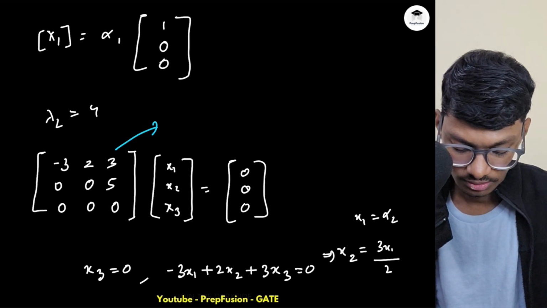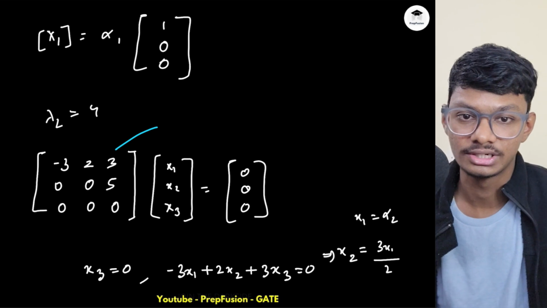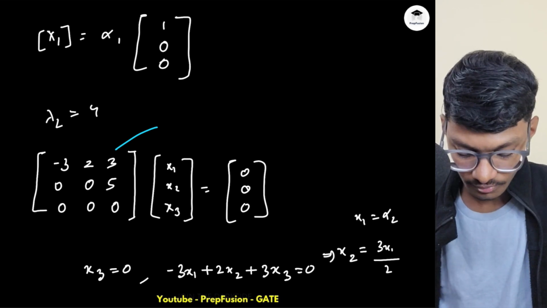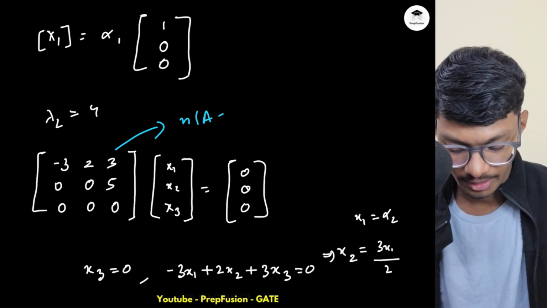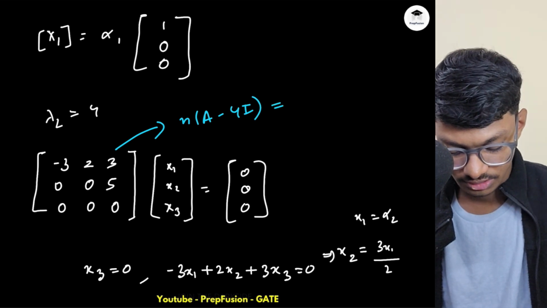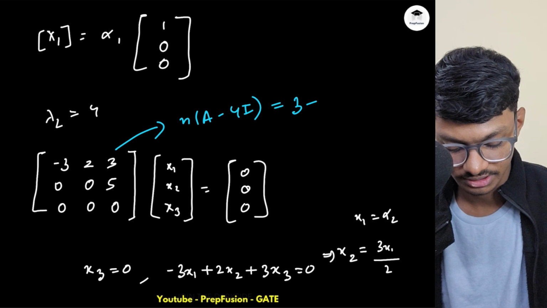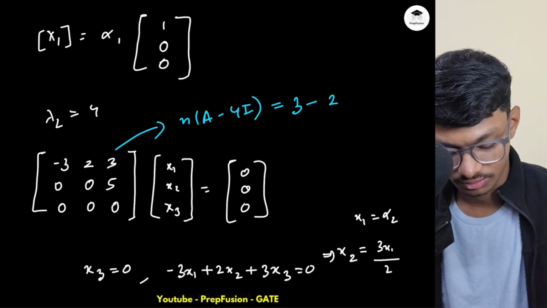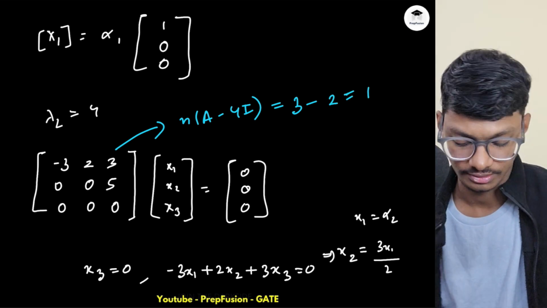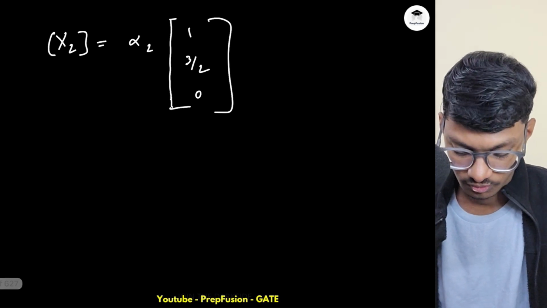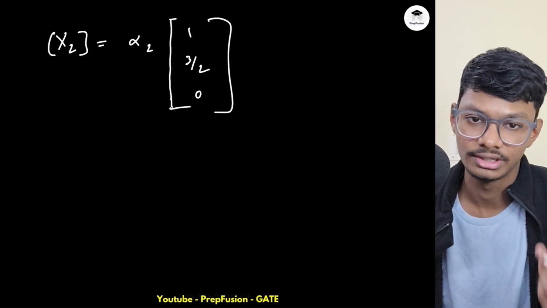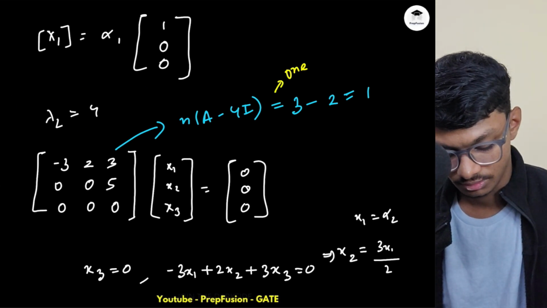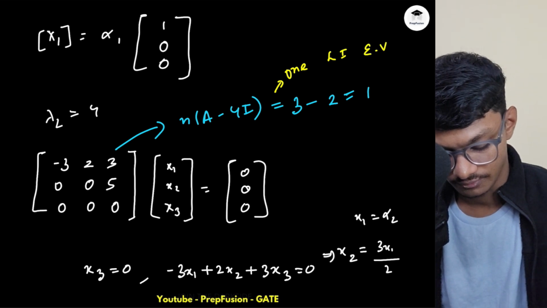So it all depends on the nullity of the A minus lambda I matrix. It doesn't depend on whether my eigenvalues are repeated, whether I will get independent eigenvectors or the same eigenvectors. It all depends on the nullity of A minus lambda I. In this case, for A minus 4I, nullity was the number of columns or rows minus the rank of A minus 4I, which is 2 in this case. So we get one linearly independent eigenvector, right?